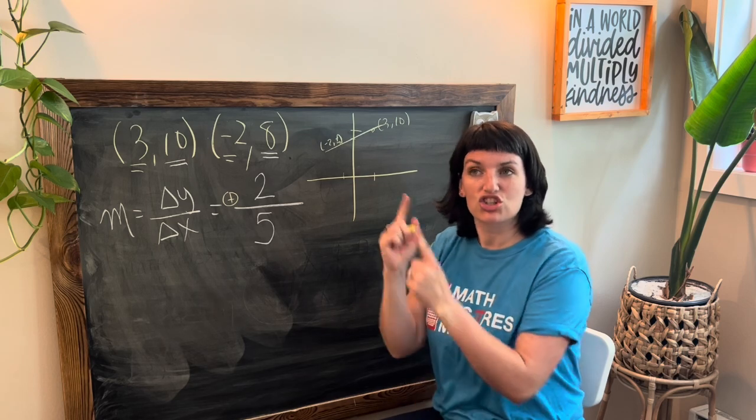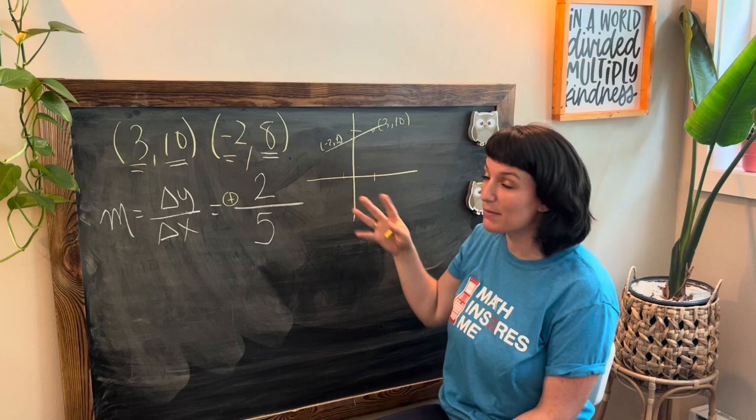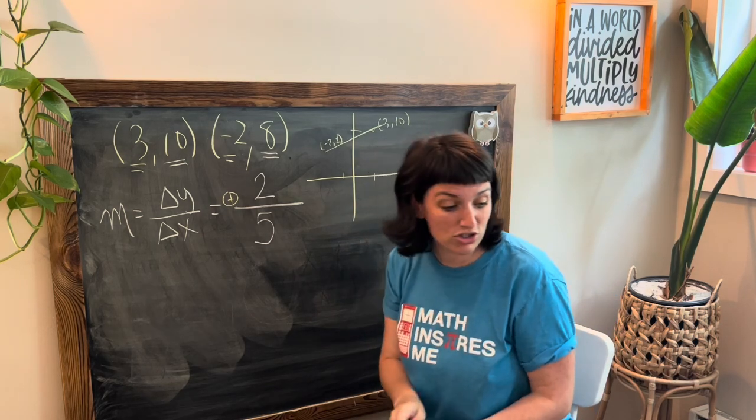So we sing, get your change over change and then find your sign. Get my change over change and then find my sign. Think through your sign. That's how the slope is found.